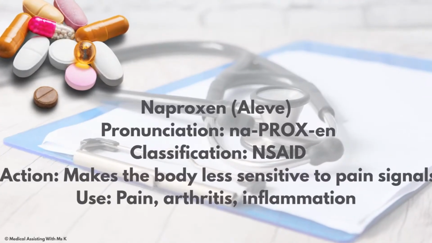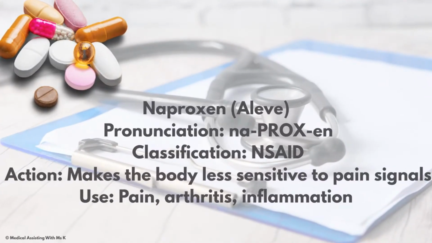Naproxen, also an NSAID. Aleve is the brand. Again, simple action, I make it super simple: makes the body less sensitive to pain signals. The use, pain, arthritis, and inflammation.